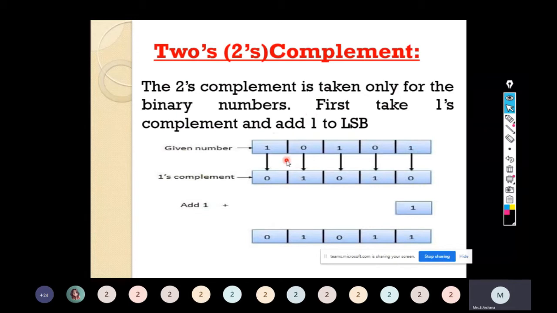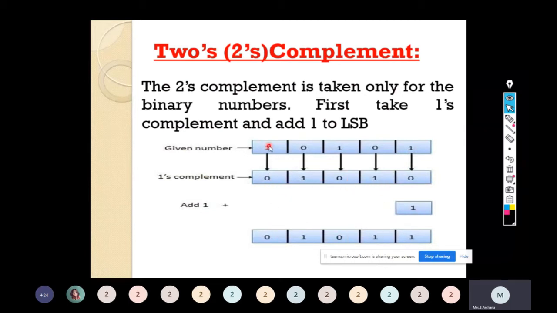The same example, the given number 10101. First step, we have to take the one's complement. So 0 is converted to 1 and 1 is converted to 0. So the obtained result is 01010. Add 1 to the LSB. We are going to add 1 to the LSB. So 0 plus 1 is 1, and the rest stays as it is: 0, 1, 0.